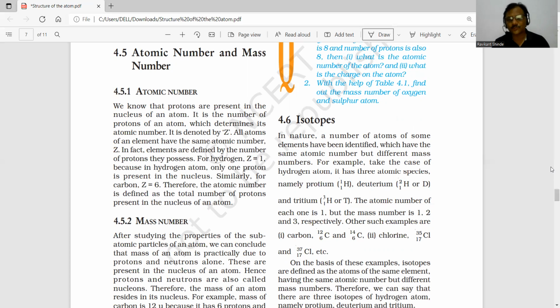So heavy water, and mostly heavy water is used in nuclear power plants. Carbon isotope: there are 2 isotopes, carbon 12 and carbon 14. Chlorine: there are 2 isotopes, chlorine 35 and chlorine 37.